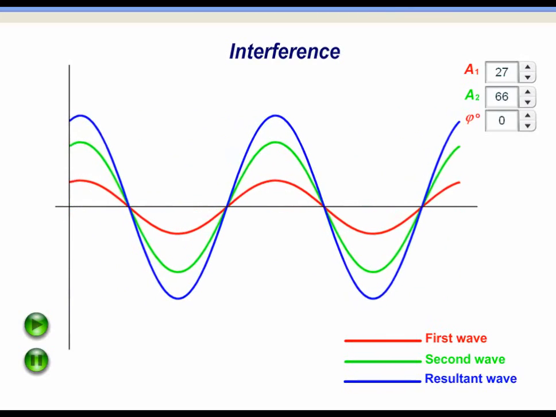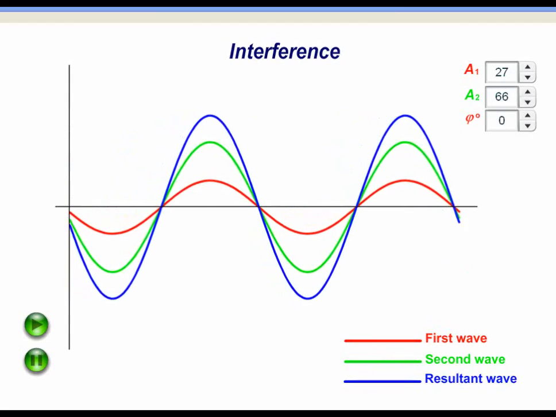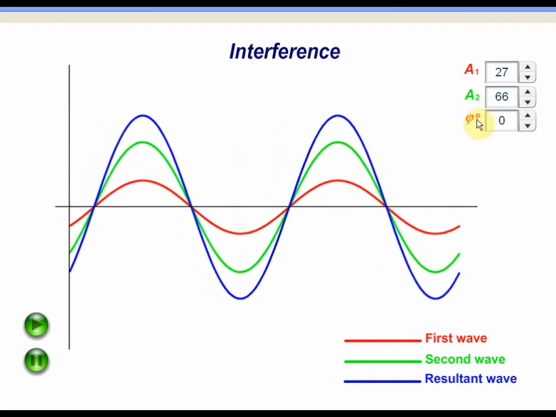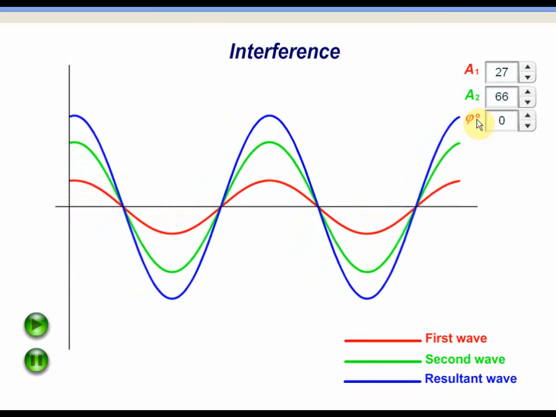A lot of different things would happen, for instance, if the frequency of both the waves was different, if the wavelength was different, if there was a phase angle between these two waves. Of course, by the time we get to the end of this chapter, we'll study that too.